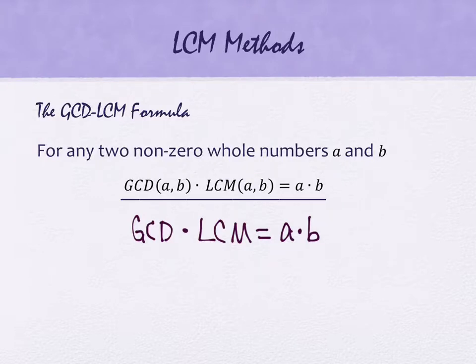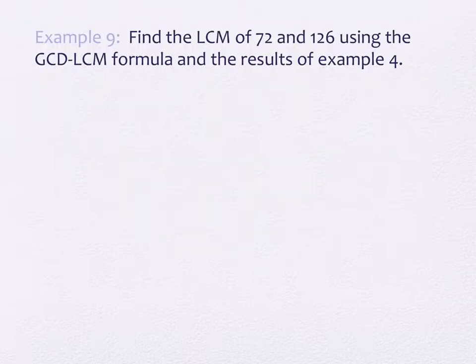All right, so the cool thing about this formula is that if you already have one of those quantities, it means you can find the other quantity pretty quickly and easily. So take a look. We're going to find the least common multiple of 72 and 126 using that formula and the results of example 4. So if you flip back to example 4, we found the greatest common divisor of 72 and 126. What did we find that to be on example 4?